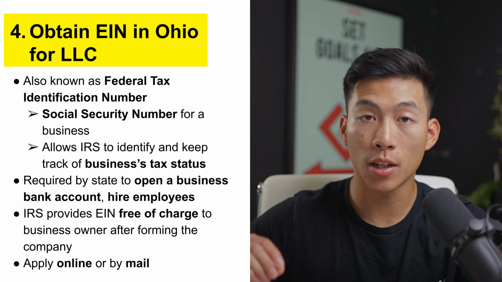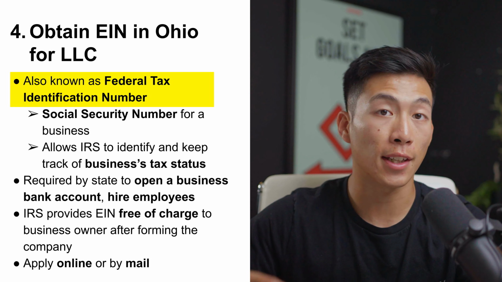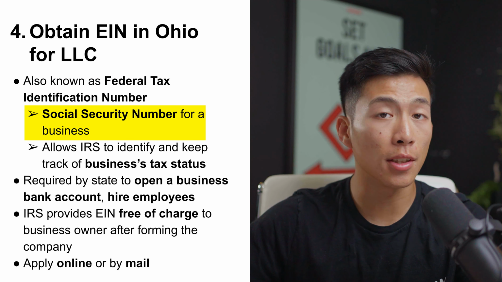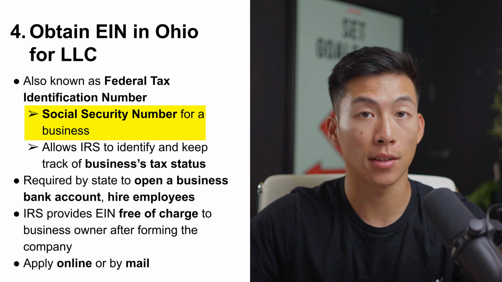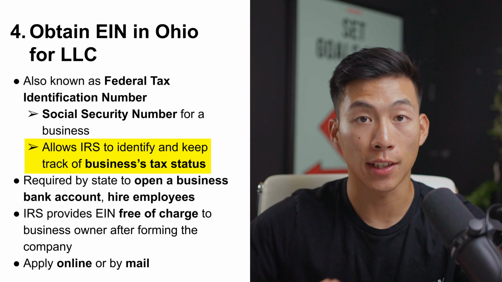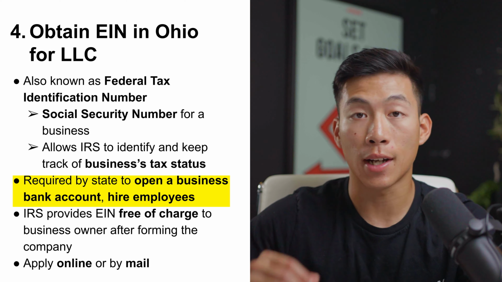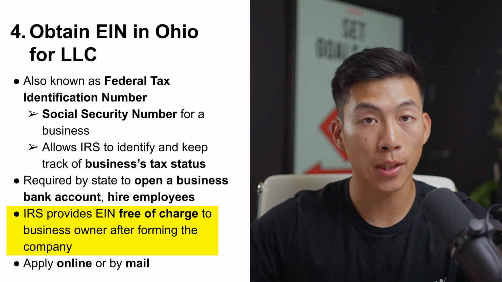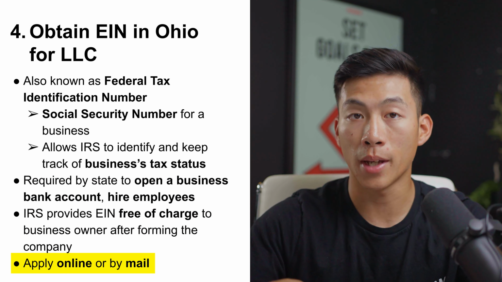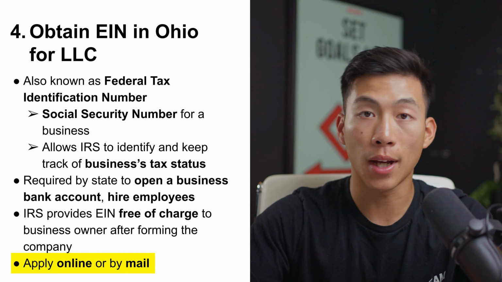The next step is you're going to want to obtain the EIN for your business. This is also known as the Federal Tax Identification Number, which is basically just the social security number for your business. It's going to allow the IRS to identify and keep track of your tax filing status, and it's required in order for you to open up a business bank account and hire employees. You can get this for free with the IRS either online or through mail, or if you want to use an online business formation service, they'll also do this for you at an added cost.